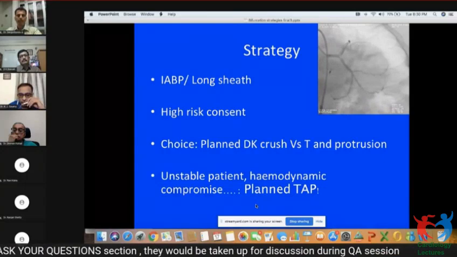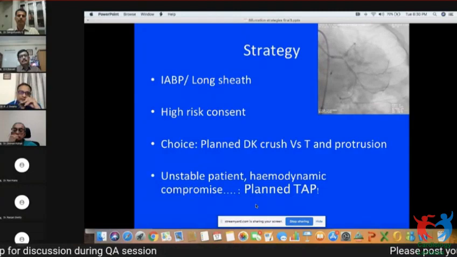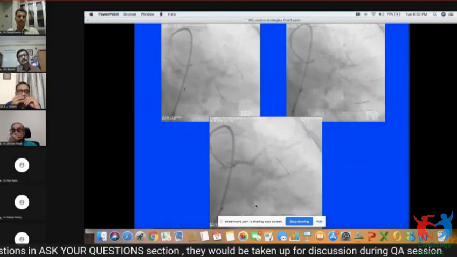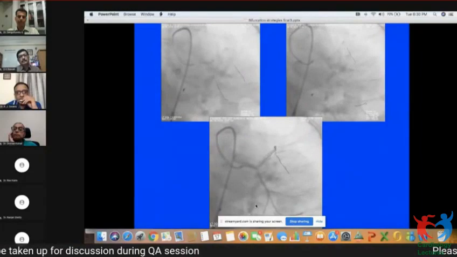So either a planned DK crush versus a T and protrusion, unstable patient, hemodynamic compromise. So a planned TAP was done. This is what was done. Because of the thrombus, we didn't contemplate a rotablation. Otherwise, we would have done that because we had absolutely no support and the only LV assist device we had with us was the IABP. That's what we used. We have cut the ostium off the LAD and the circumflex. This is the angiogram thereafter.